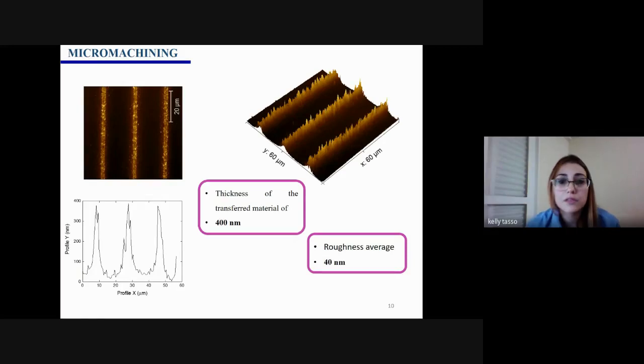To investigate the morphology of the lines produced by femtosecond LIFT, an area was inspected by atomic force microscopy, and the profile reveals that such lines present a thickness of about 400 nanometers. And also we've determined the average roughness of 40 nanometers.